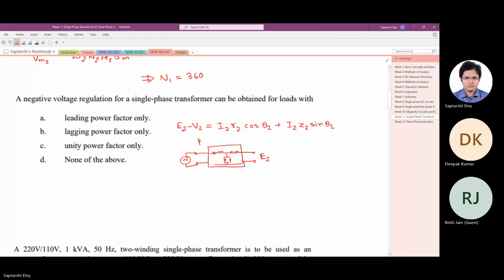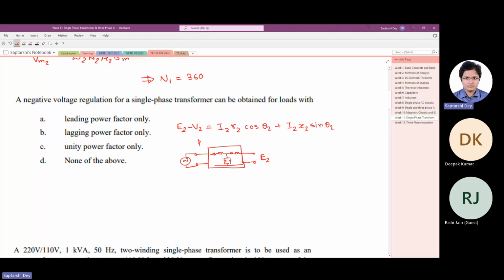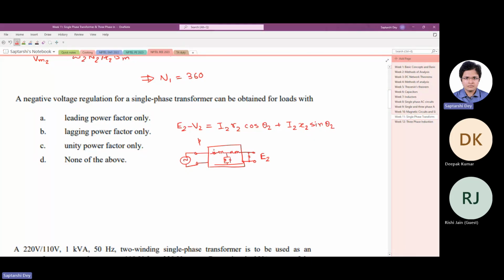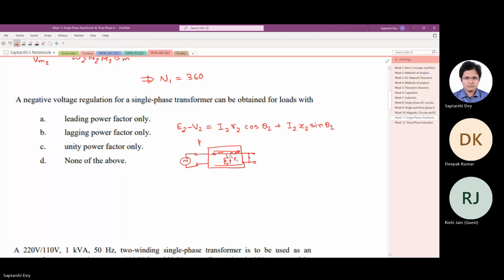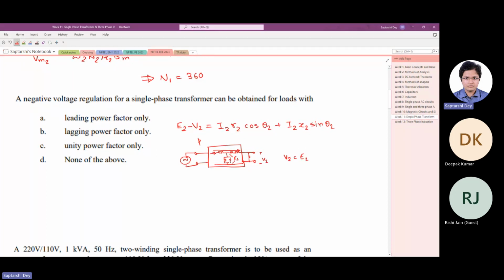Now, once you load this, since the series impedances are carrying some current, the voltage drops. Basically, E2 does not come here. E2 comes here, and what you get here is V2. When there is no load, V2 equals E2, but when there is load, V2 no longer remains equal to E2, and there is a change in voltage. That change is called voltage regulation for that definite load. It depends on the load power factor, the impedance of the load, and everything.